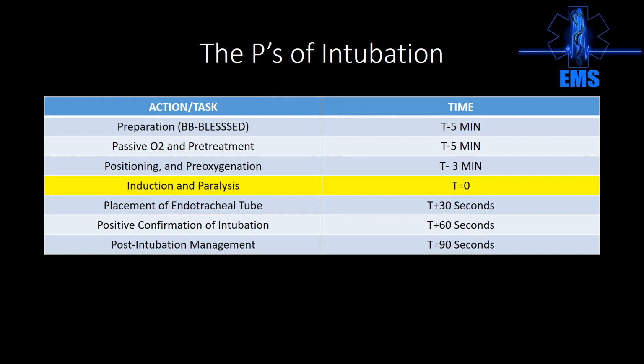All right, the P's of intubation. So preparation, this is your BB blessed. This is done about 5 minutes prior to your intubation as you're getting the patient prepared for the tube. So one paramedic needs to be prepping the patient. That means pre-oxygenation, positioning, oral airways or nasopharyngeal airways, and really getting that patient set up so that they have the best first-chance success.